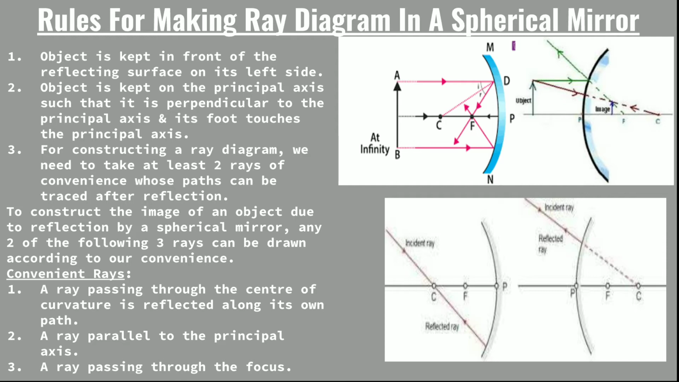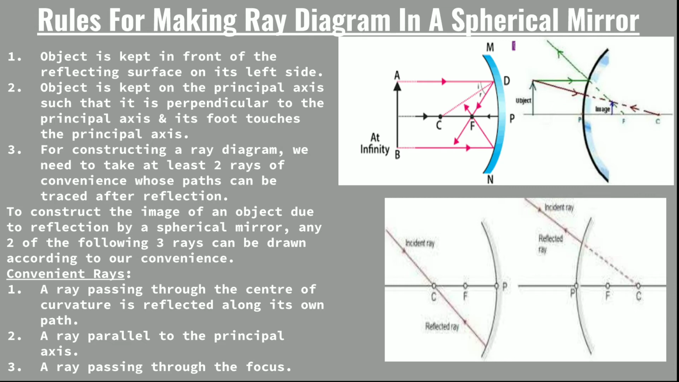Now, what are the three convenient rays we are talking about? First one is a ray passing through the center of curvature. A ray passing through the center of curvature along its own path is reflected along its own path. That is the normal we are talking about: if we are passing a ray from the center of curvature, it will come back to the center of curvature.